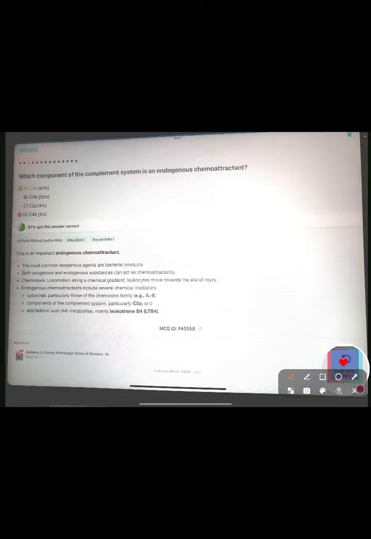Chemotaxis is locomotion along a chemical gradient; leukocytes move towards the site of injury. Endogenous chemoattractants include several chemical mediators: cytokines, particularly those of the chemokine family, like interleukin 8; components of the complement system, particularly C5a; and arachidonic acid metabolites, meaning leukotriene B4, LTB4. So learn these and note them down in your book. This is really important.